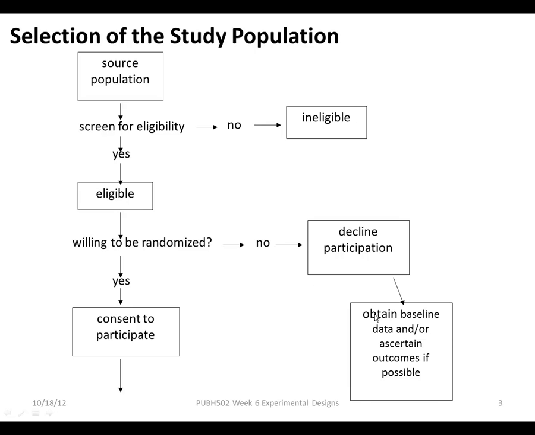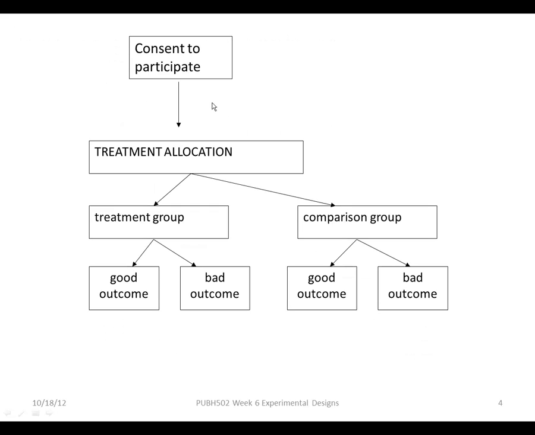It's nice if we can get some baseline data or ascertain other outcomes about those folks to see how different they are. Obviously, we want to generalize from our study results to a larger population, and if we've lost a particular type of person here, we need to know about that. So if we can gather a lot of data before we proceed to randomization, you'll have some of those data available. If they're willing to be randomized and they consent, then they're in the study.